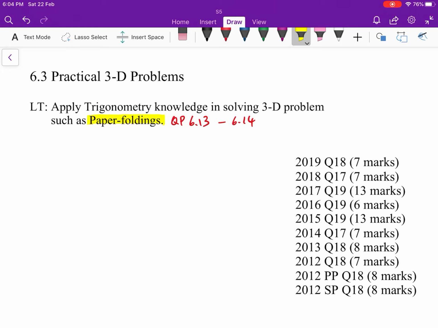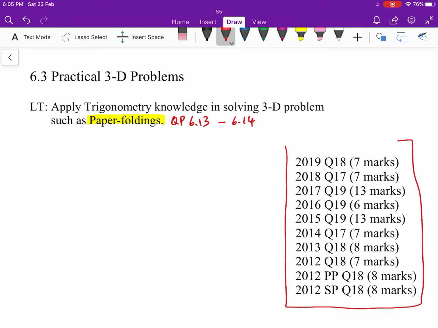So this is super important, okay? Make sure that you watch the video several times. So why is this super important? Because look at here. You can see that I wrote down all the questions in DSE, okay? The first year of the DSE is 2012, right? So starting from 2012, every year we have the paper folding 3D problem in the DSE paper, okay?